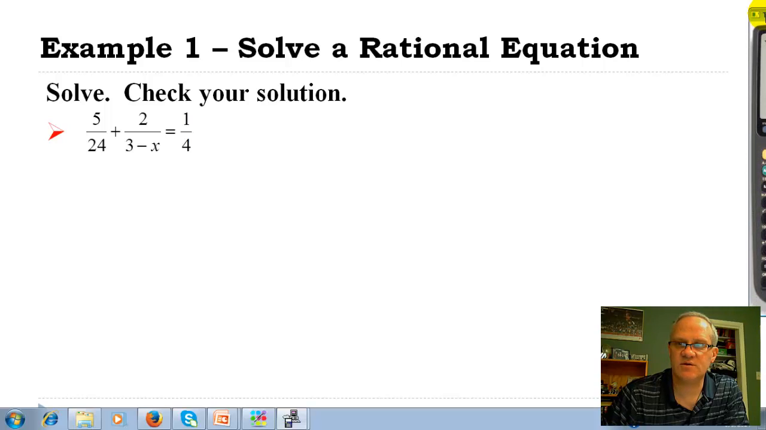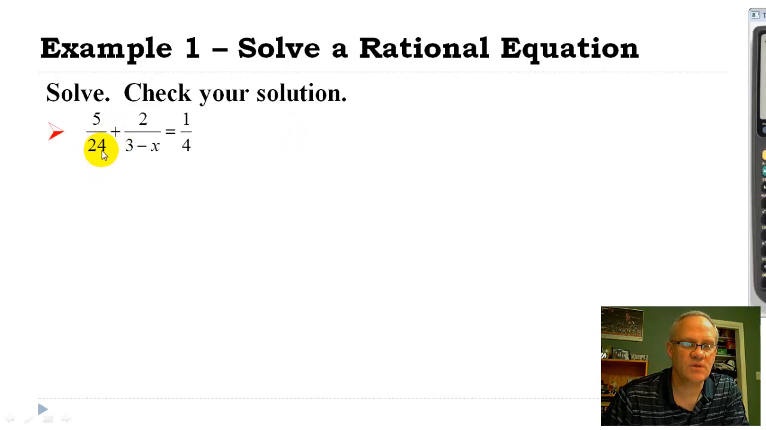I'm going to move this back up here. All right, so here's an equation. You notice we've got all these fractions in here. So the first thing that we have to do is find the common denominator that we can multiply everything by.